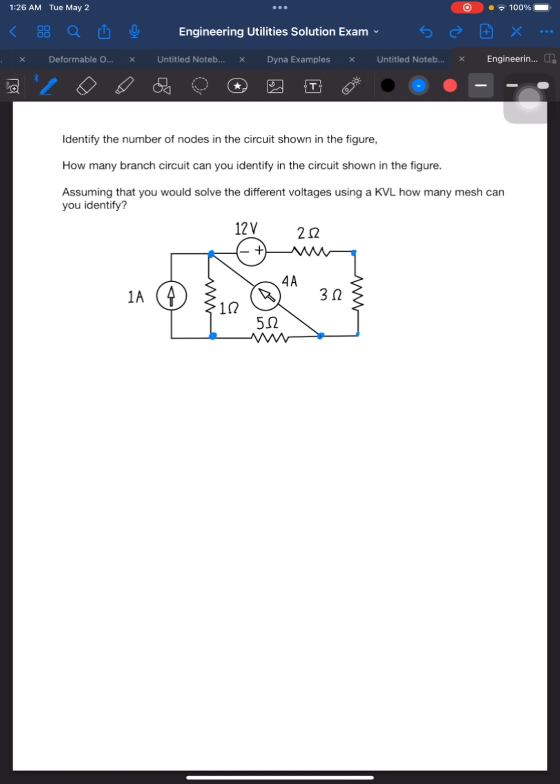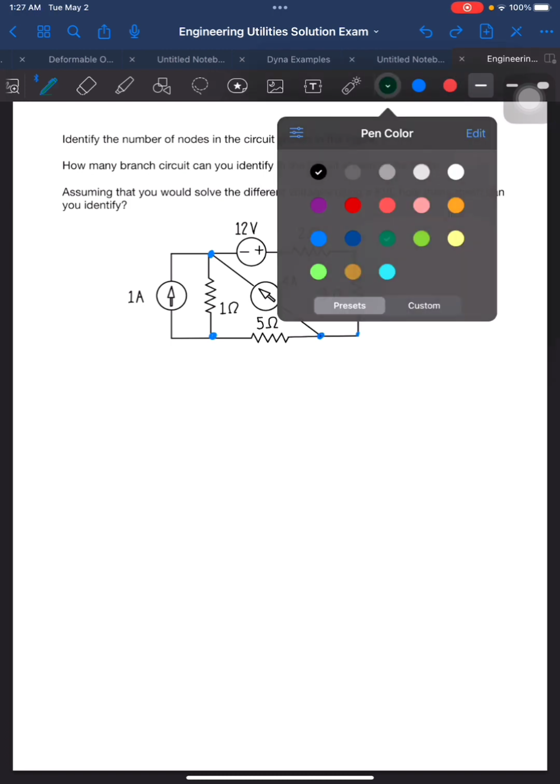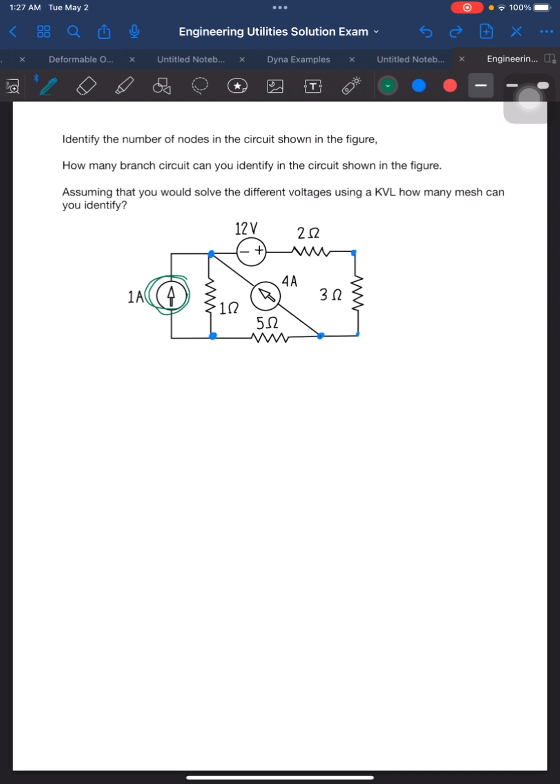So, dito naman tayo sa branch. Kung bilangin natin yung branch niya, pero bago yan, ano nga ba ang branch? Branch represents a single circuit element like resistor, voltage source, etc. So, bilangin natin. Labelan natin ng green. 1, 2, 3, 4, 5, 6, 7. Yan yung branch niya. Lista muna natin guys.